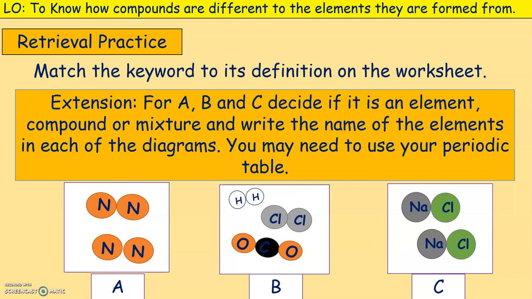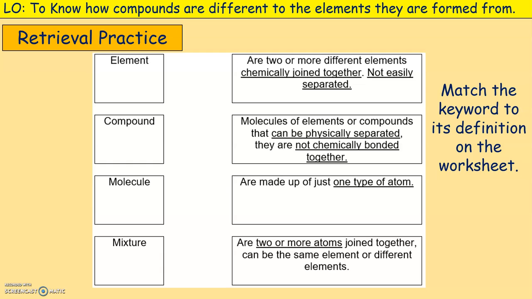All right, let's continue. Now, what I want you to do is to write down these 4 keywords: element, compound, molecule, and mixture. And I want you to write next to each the right definition. I'm going to give you around 3 to 4 minutes to write this down. When you're done, press play to continue.